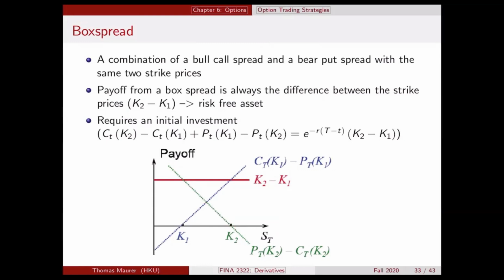Adding up everything, you're just going to end up with a constant payoff, which is equal to K2 minus K1. Therefore, a box spread just replicates the payoff of a zero coupon bond, and the initial cost of implementing that box spread has to be equal to the present value of K2 minus K1.